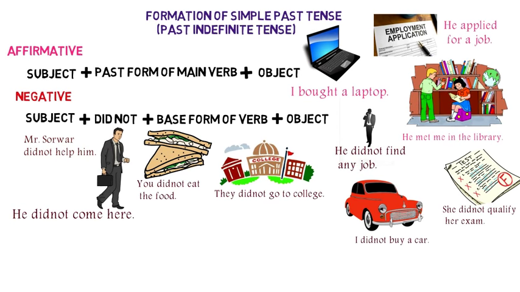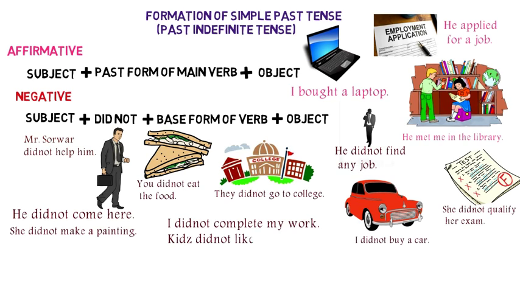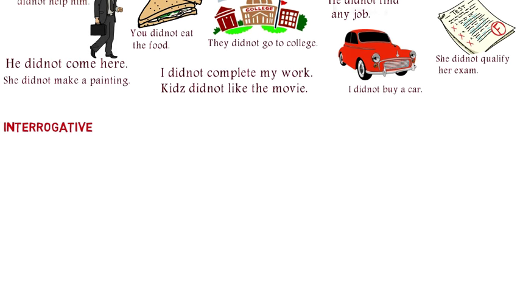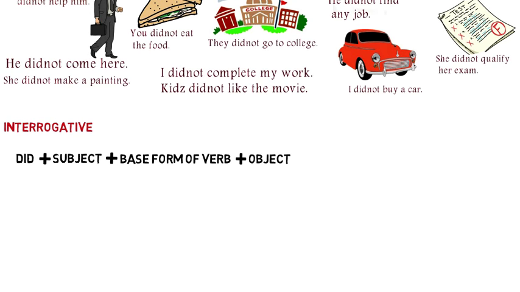He did not come here. She did not make a painting. I did not complete my work. Kids did not like the movies, etc. For interrogative: did plus subject plus base form of verb plus object, and finally the question mark.